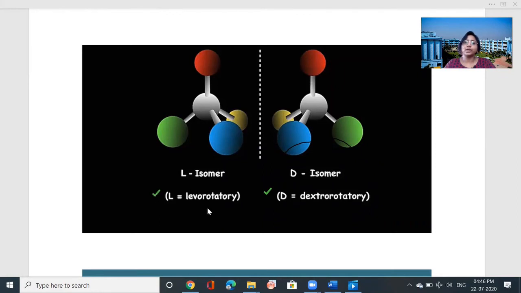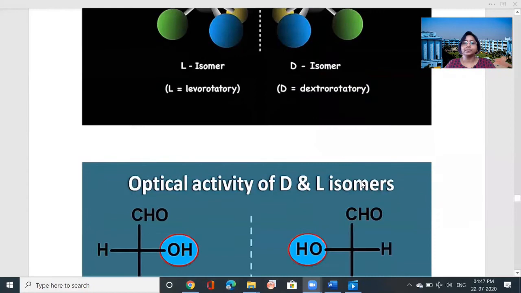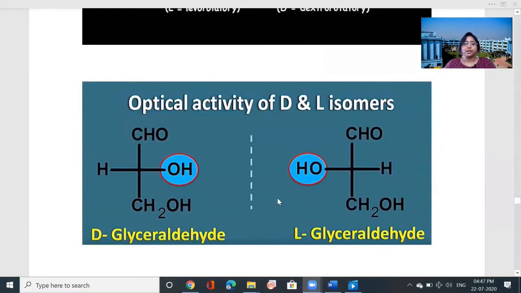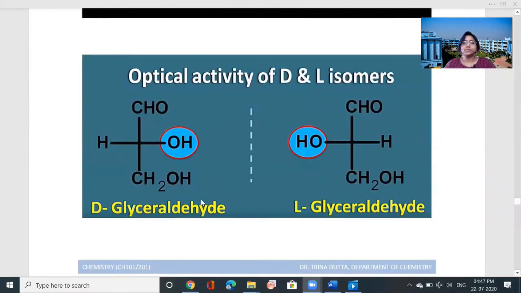So levorotatory, as I told, rotates the plane polarized light in the left direction, and the dextrorotatory D isomer rotates the plane polarized light in the right direction, or clockwise direction. Right side or clockwise, left side or anti-clockwise direction. So here, these are the two isomers. You can see these are mirror images. This is the mirror and they are mirror images.